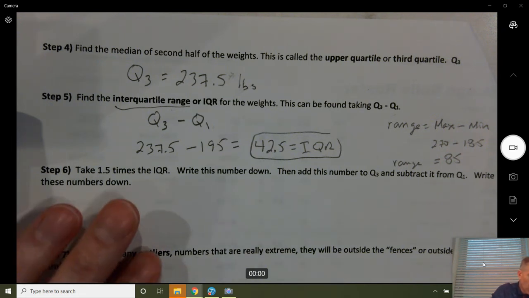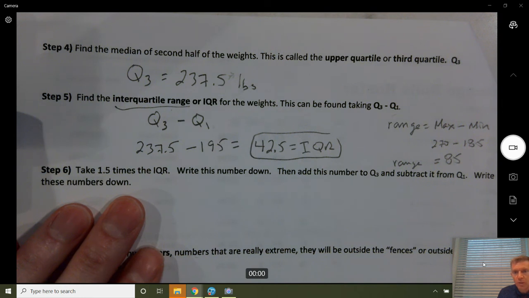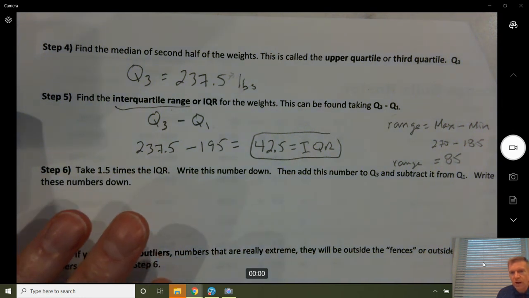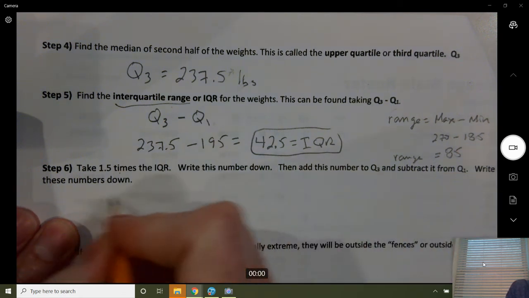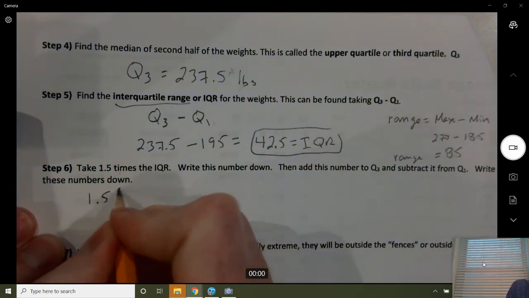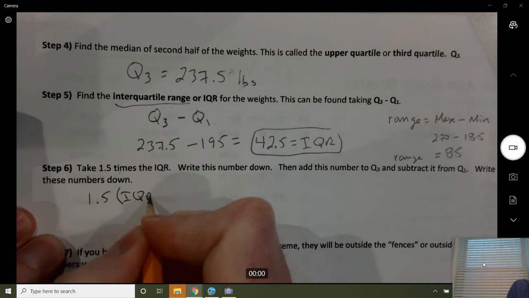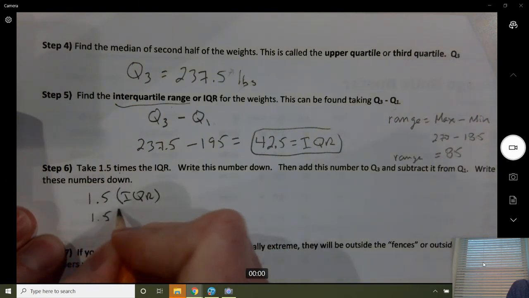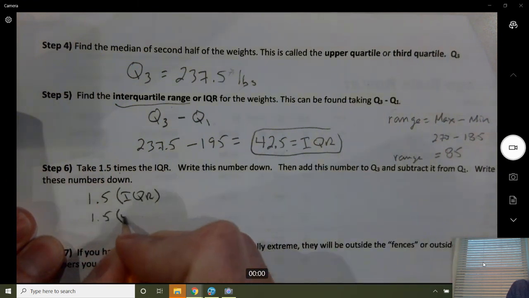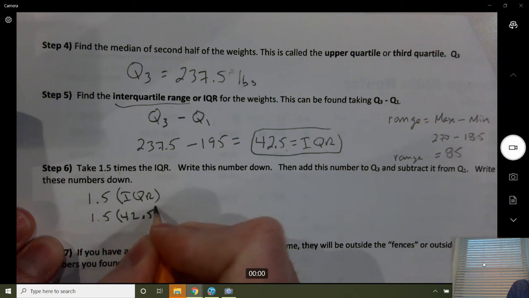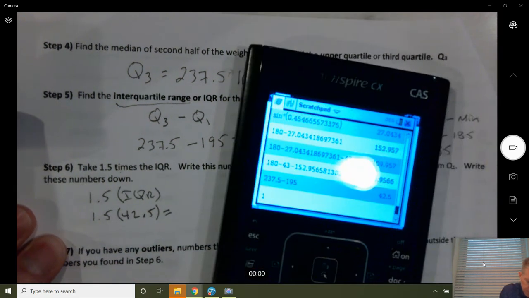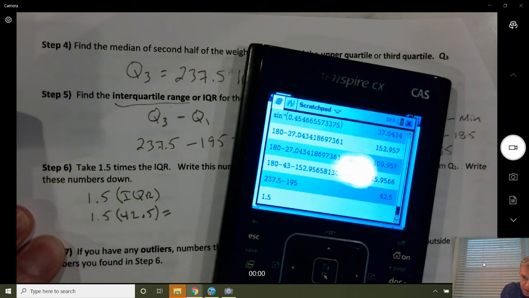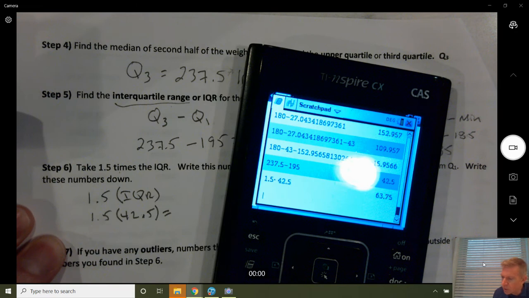Now, take 1.5 times the IQR. What we're doing here is we're looking for outliers. So if we take 1.5 times your IQR, well, that's 1.5 times 42.5. That gives us 63.75.